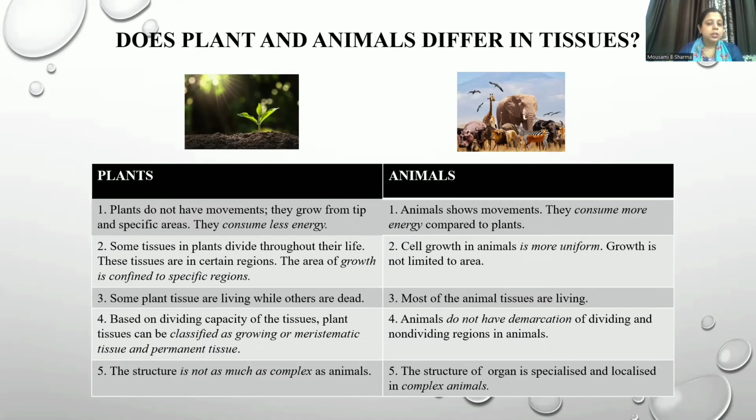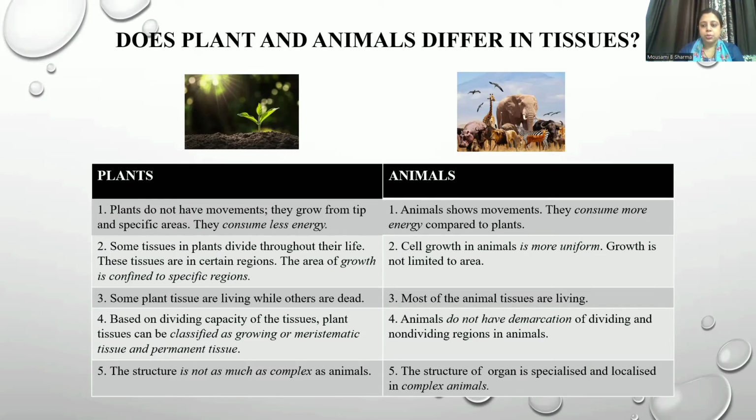But in animals, this is not there. In animals, all the tissues' growth rate is the same. They grow all over their age for as long as the animal is living. So in animals, on the basis of growth, we have similar types of tissues. In plants, on the basis of growth, we have two types of tissues. Because animals are more complex organisms with more complex activities, their tissues are also more complex than those of plants. So these are the basic differences between plant and animal tissues.